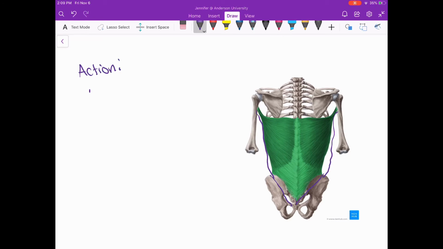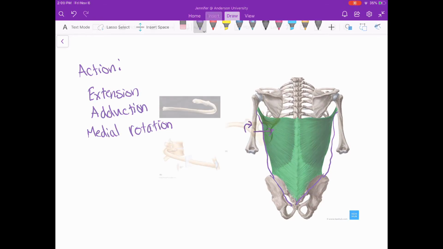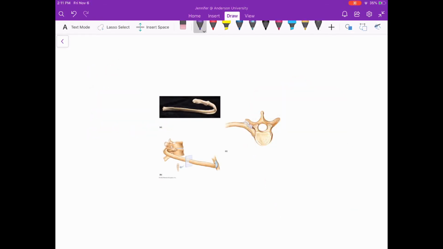The action: the latissimus dorsi is a prime mover of arm extension. It adducts and medially rotates the arm and brings the arm down in a power stroke, in a striking blow. So this is also called the swimmer's muscle. We have some bone pictures to show some origin points. So we've got a rib as well as a thoracic vertebra, with the spinous process circled.